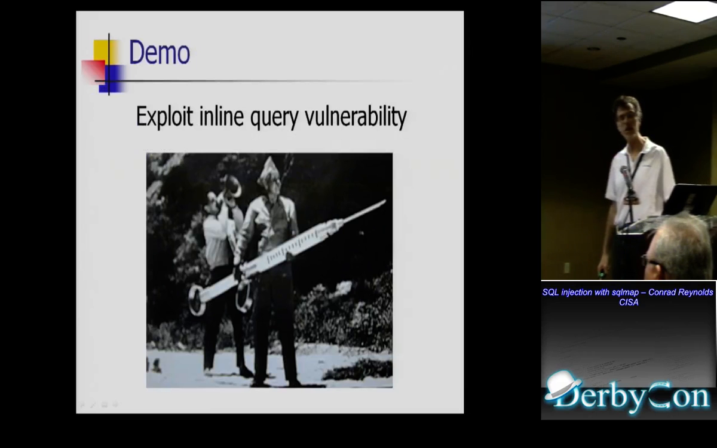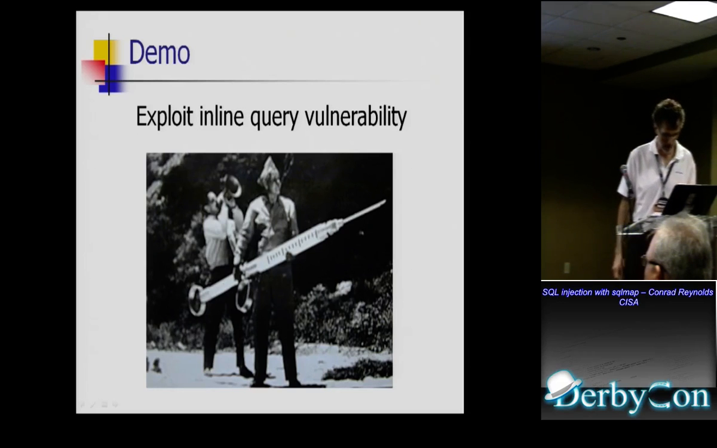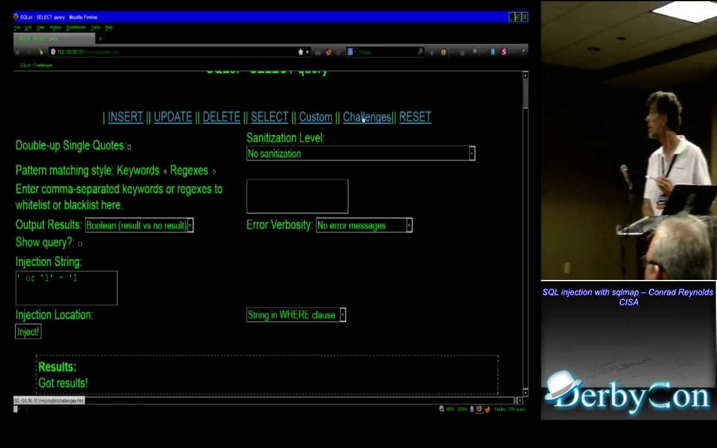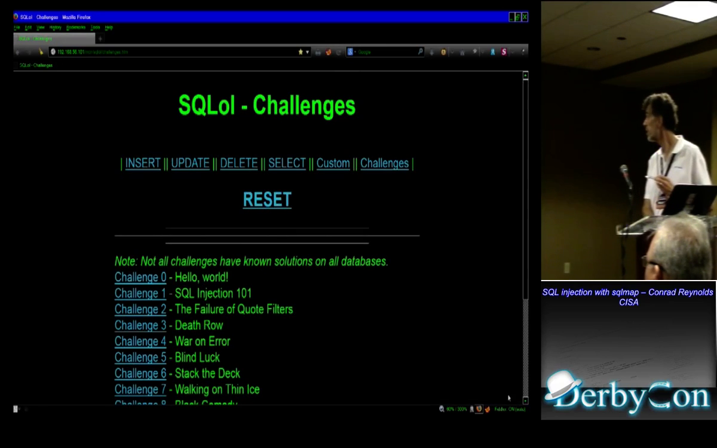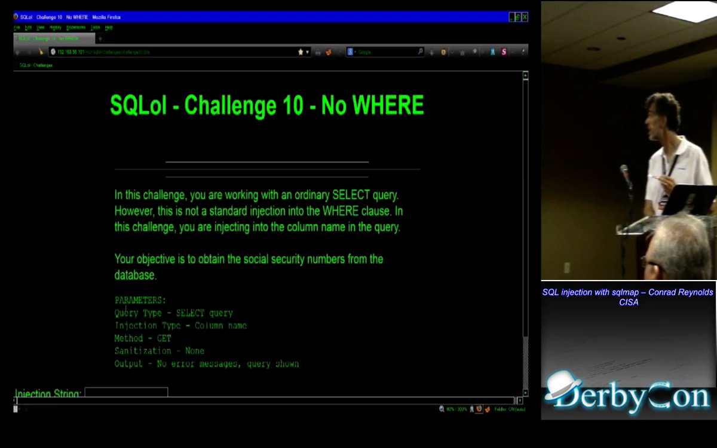Next slide. Inline query vulnerability. Now, if the back-end database is vulnerable to inline queries, there are a couple of other interesting things that you can do, and Sqlmap will allow you to take advantage of those. So, going back once again here to our challenges, we're going to go to challenge number 10. And this is going to be kind of an interesting one.